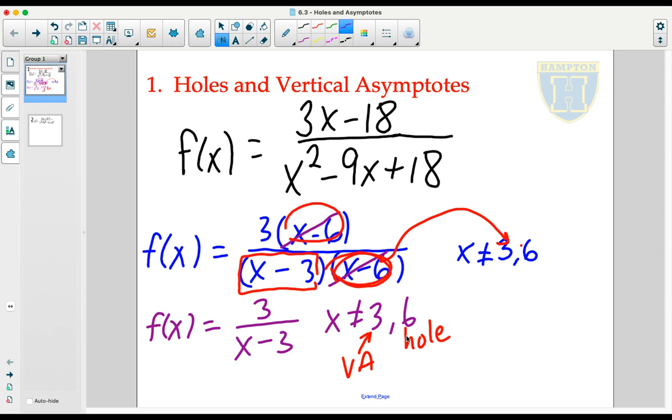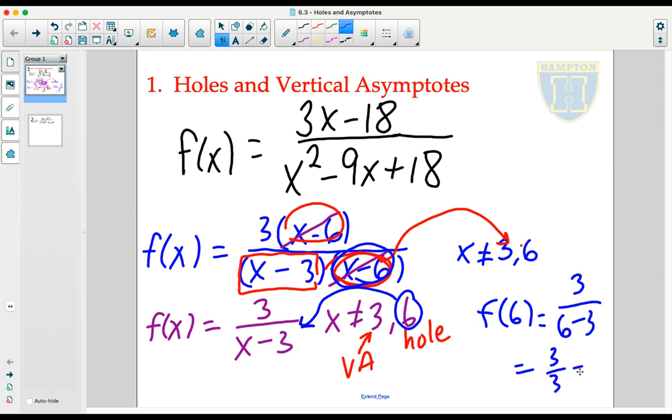Because this factor, x minus 6, was simplified out of the rational function, this number 6 will actually work as an input of the final form. Despite the fact that it works as an input of the final form, that's where we're going to have our hole. So if we attempted to calculate f of 6, we would get 3 over 6 minus 3, which is 3 over 3, which is 1. Which tells me that yes, I'm going to have a hole there.